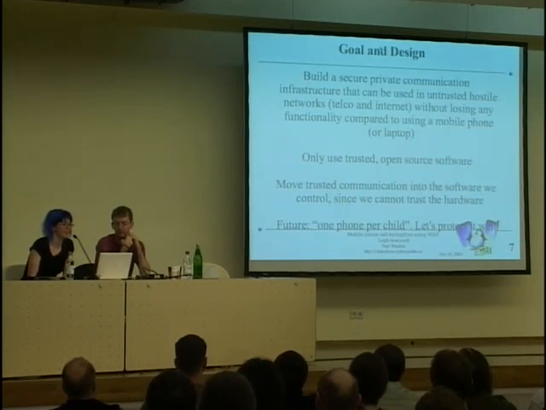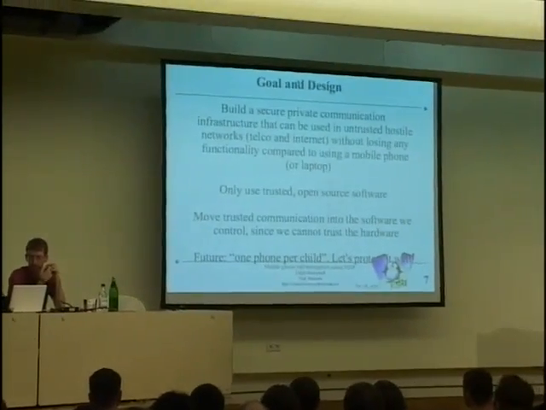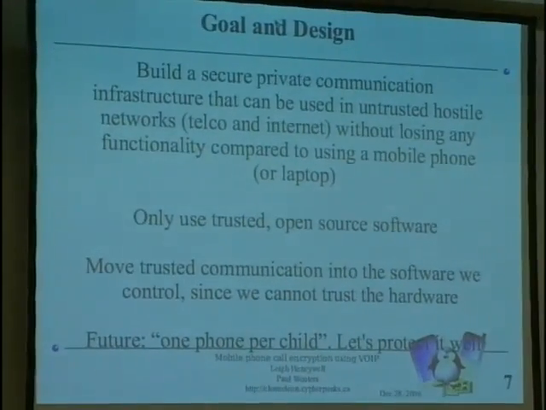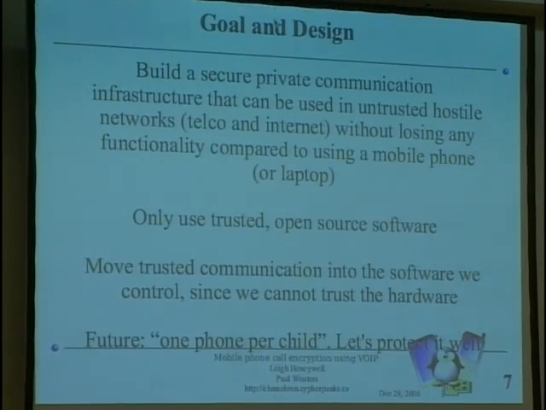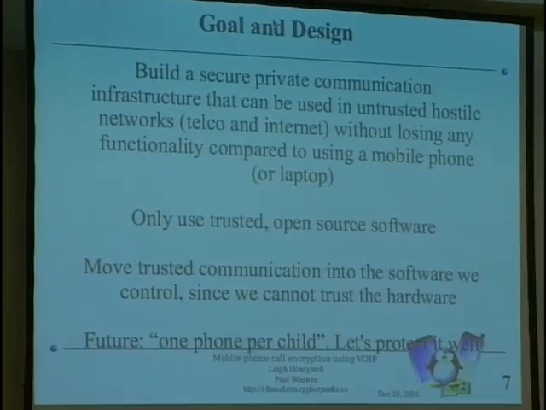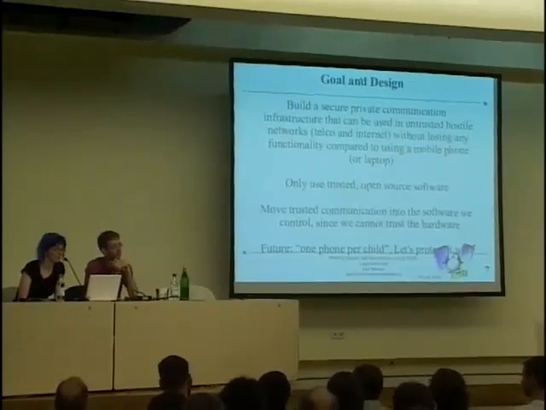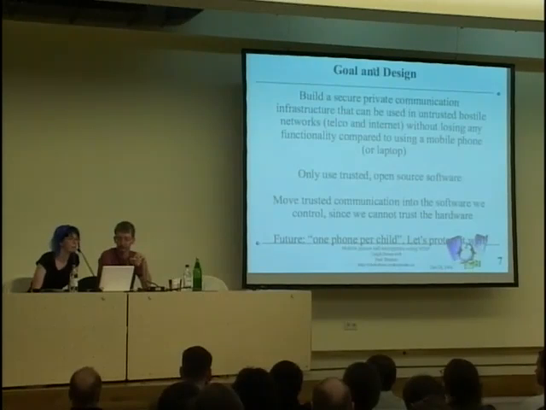So our goal with this project, and we'll go into how much we achieved and didn't achieve later on, was to build a secure private communication infrastructure that can be used in untrusted hostile networks, whether it's telco or internet, because we do talk about voice over Wi-Fi in a bit, without losing any functionality compared to using a mobile phone or laptop. We wanted to use only trusted open source software, and we wanted to move the trusted aspect of the communication into the software we controlled, since we can't really trust the hardware, whether it's our snazzy Linux phone here or your Windows Mobile PDA phone or any of that.